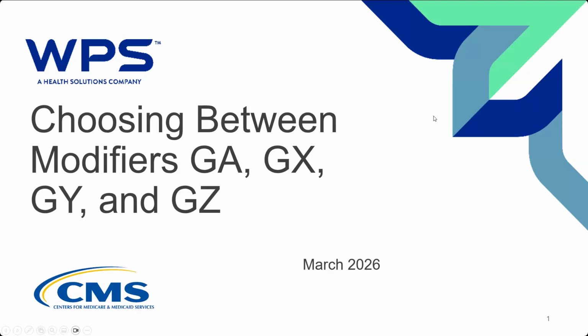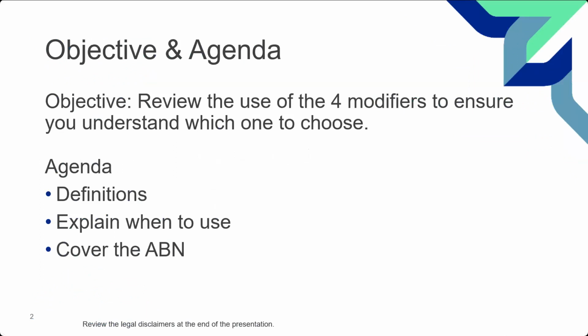So for this session, what are we looking at? Well, we want to review the use of these four modifiers to ensure you understand which one to use. We frequently receive questions about that and which sections and how to use them related to the Advanced Beneficiary Notice of Non-Coverage. So we do want to define the modifiers. We're going to explain when to use each one of the modifiers. And then we do have to look at the Advanced Beneficiary Notice of Non-Coverage, or ABN. The ABN is what CMS recently changed. That's why I sent you the PowerPoint. So the last section is where you're going to see those changes.